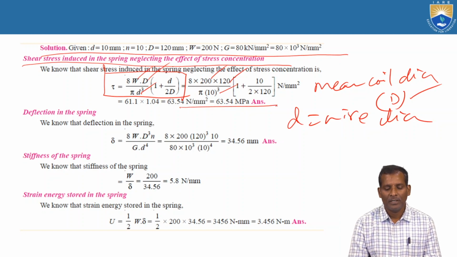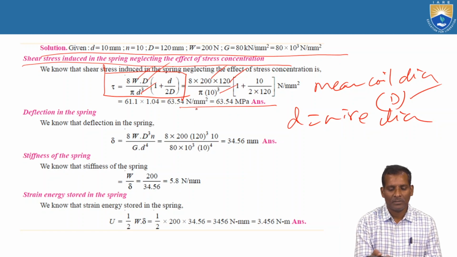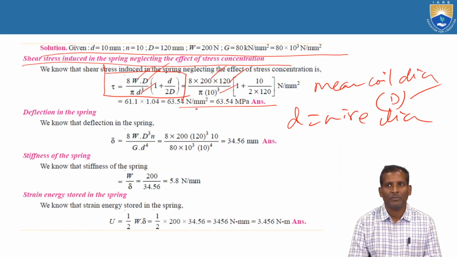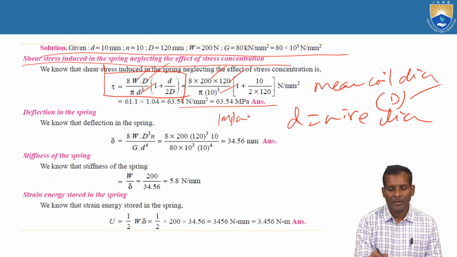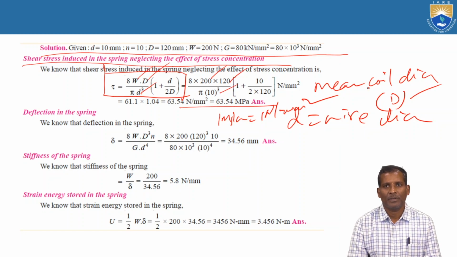So you will get 63.454 megapascal. You can convert into Newton per mm square, the same 63.54 Newton per mm square. 1 megapascal is equal to 1 Newton per mm square.